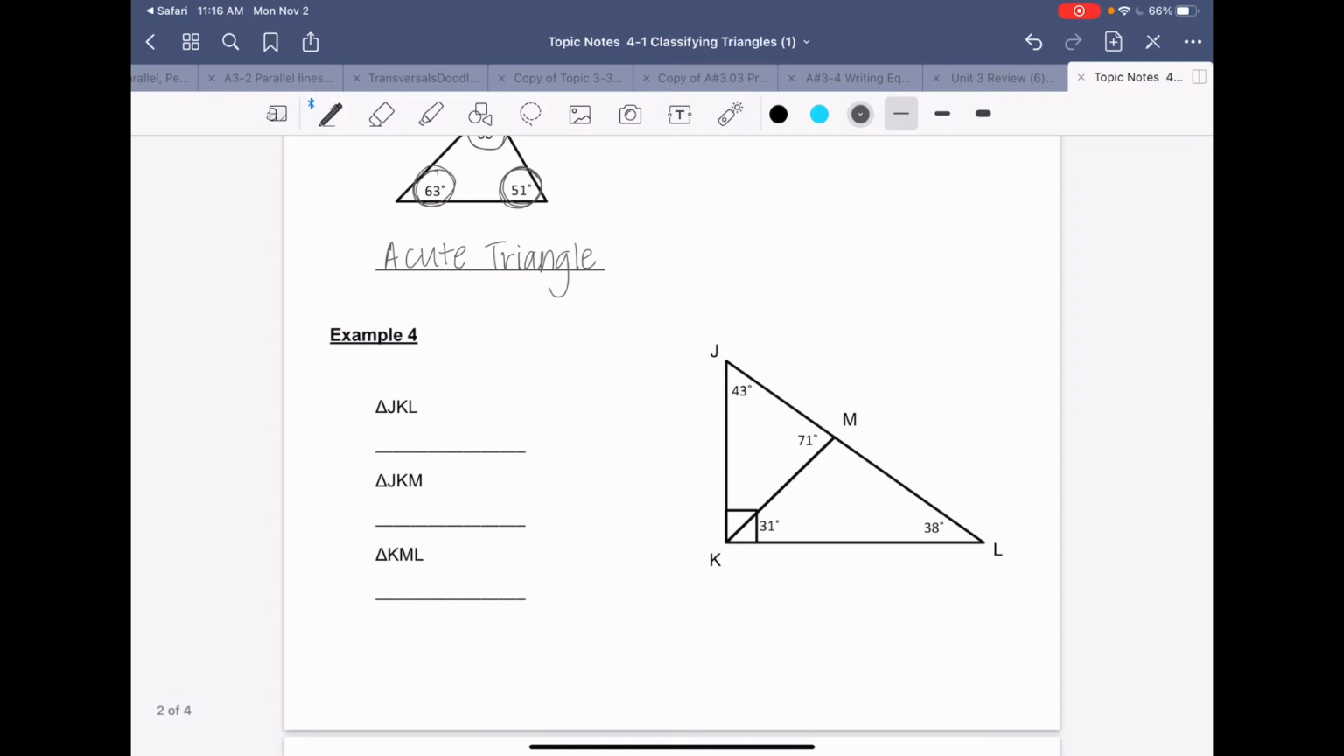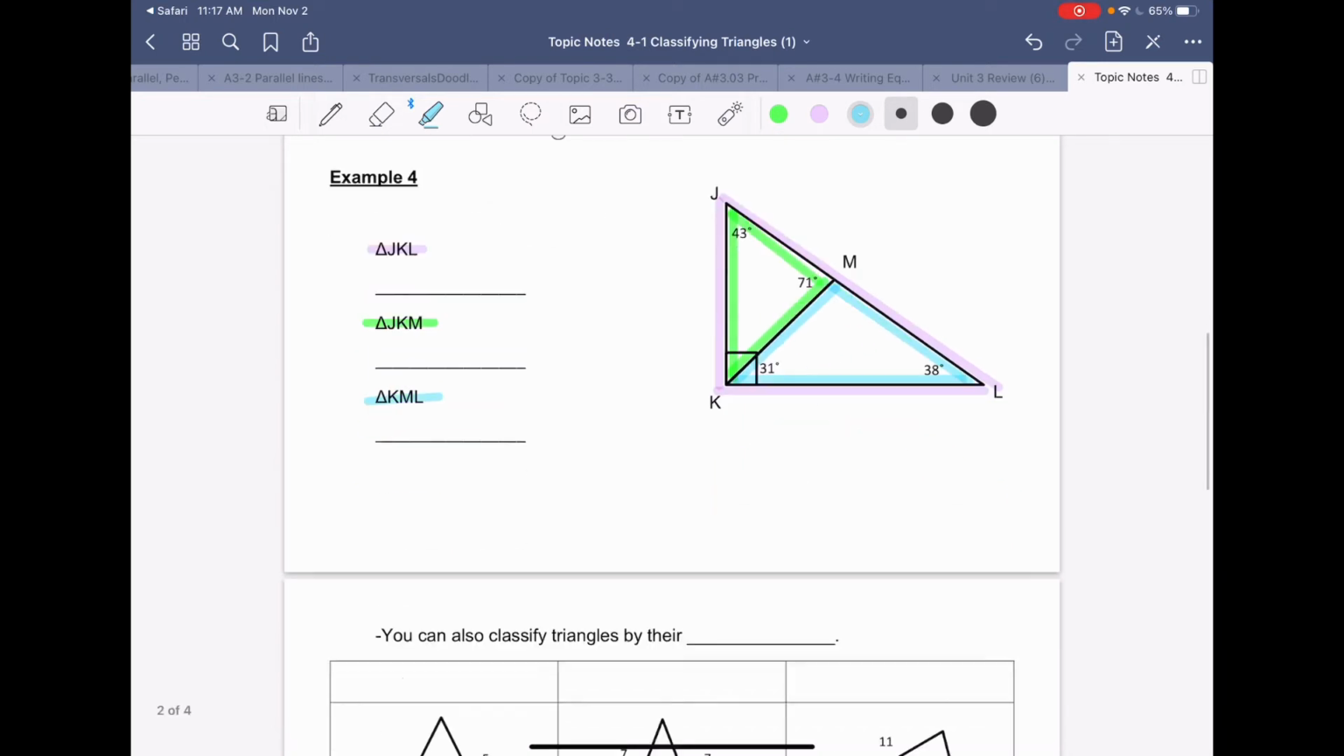All right, so I want you guys to do example 4. Okay, example 4. So remember to follow pretty much the steps. So JKL, it's wanting this whole triangle. For purple, you're going to classify this whole triangle. For JKM, you're classifying this triangle. And then for KML, you're classifying this triangle right here.